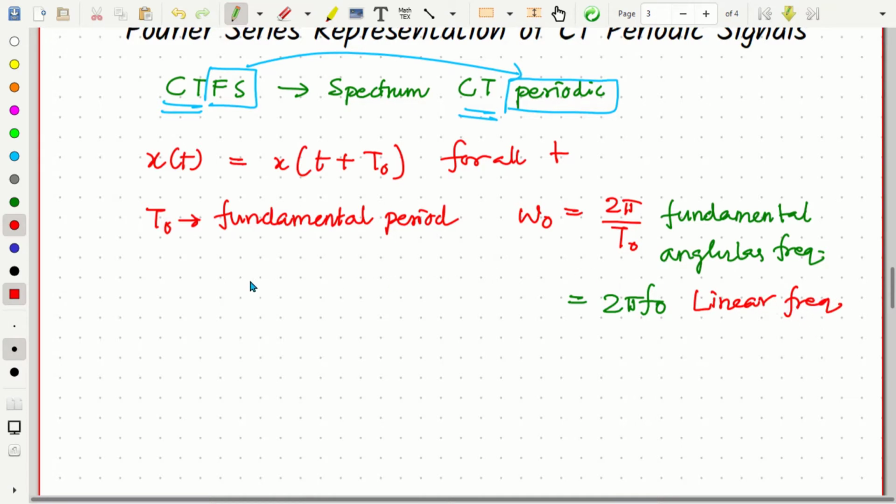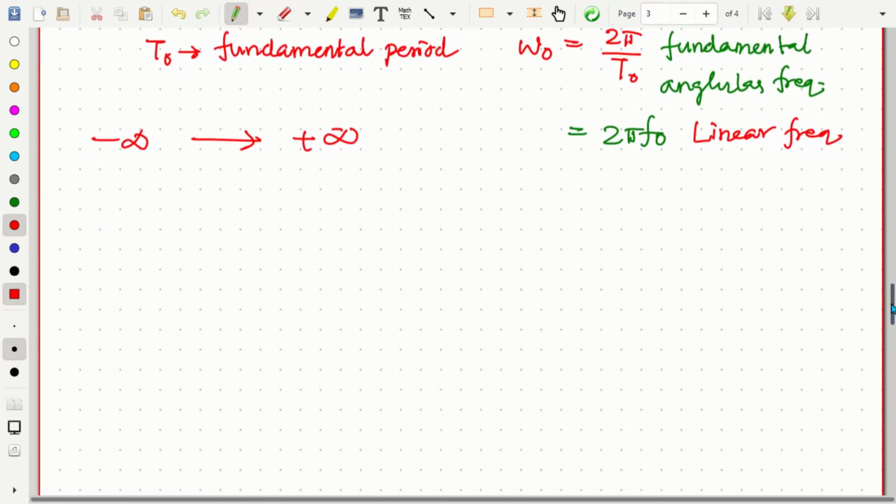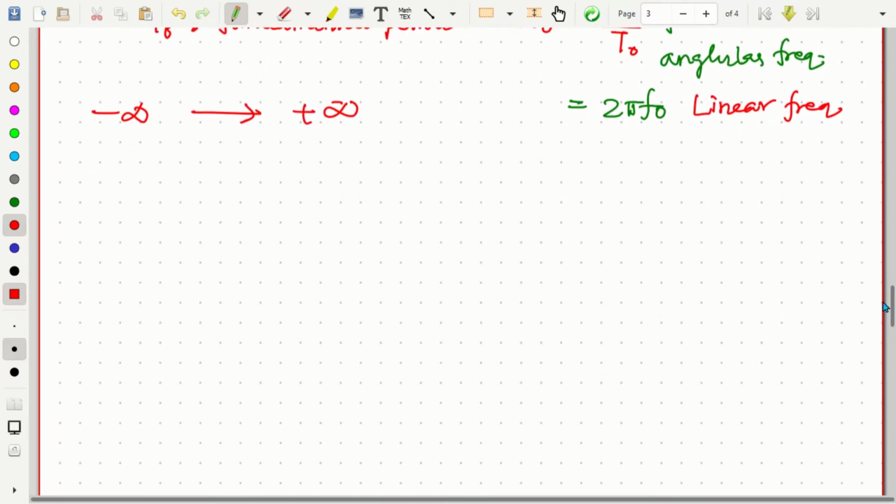Any periodic signal starts at minus infinity and goes to plus infinity, so periodic signals are everlasting signals, which we have already discussed in the properties of periodic signals. If you forgot the ideas of periodic signals, I request you to go and watch the videos on periodic signals. Now let us consider a complex exponential signal e power j omega 0 t.